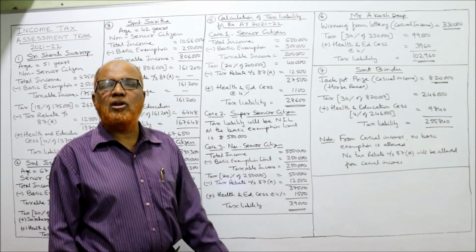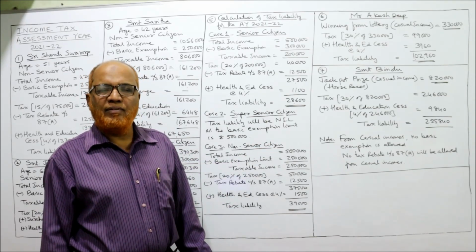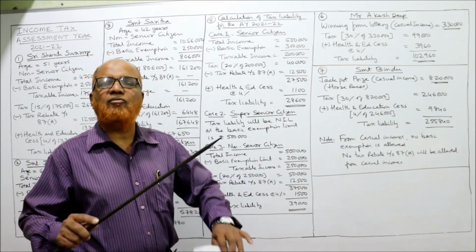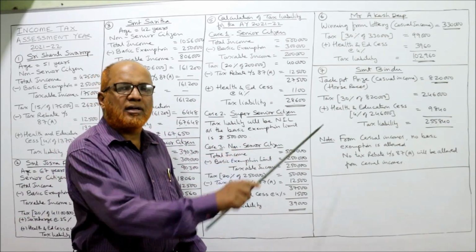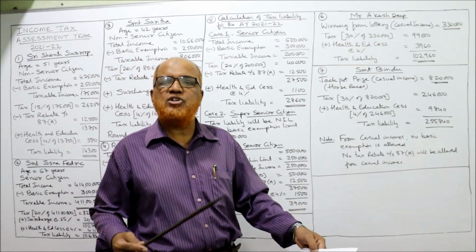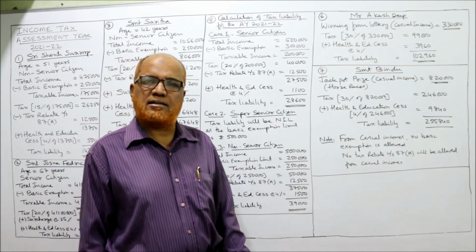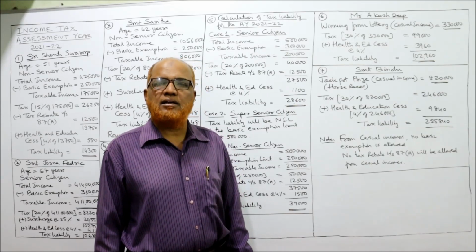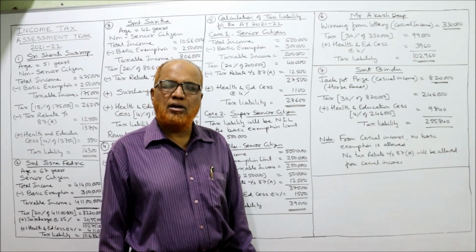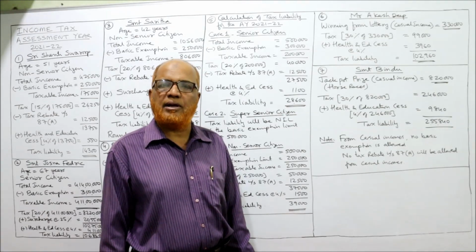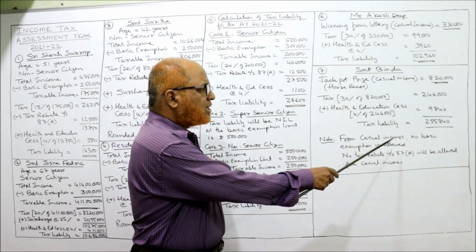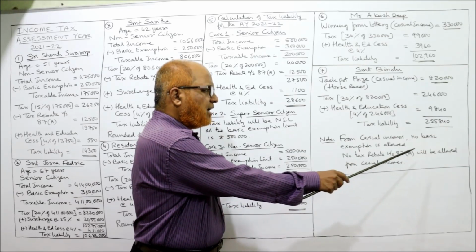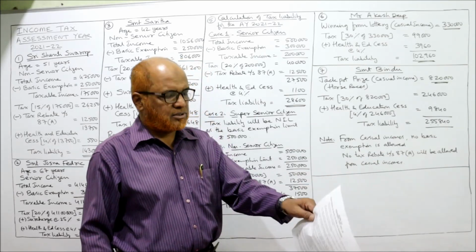Comment: she will not get. We will explain to her that tax rebate and exemption will not be allowed for casual incomes according to the provisions of the Income Tax Act. So she cannot get the basic exemption, and also she cannot get the tax rebate. From casual incomes, no basic exemption is allowed. No tax rebate under section 87A will be allowed from casual incomes.